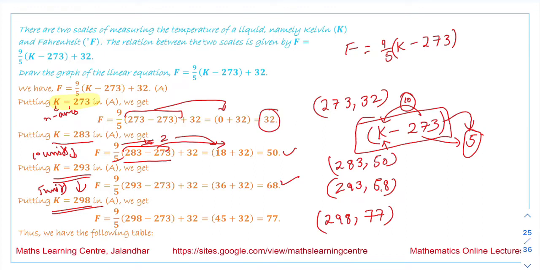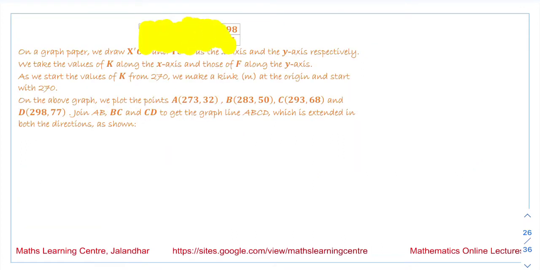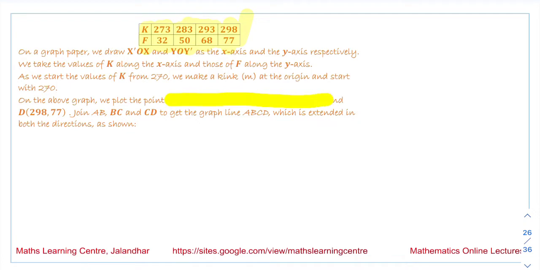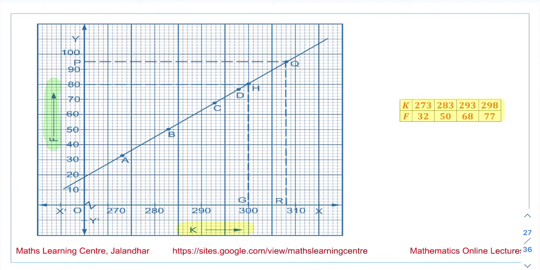We have obtained these values, and we have shown these values in tabular form over here. These are the points that we need to plot. We have shown the graph over here, where this is the Kelvin scale on the x-axis. We have taken the Fahrenheit scale on the y-axis, and we have plotted all these points: 273 and 32, 283 and 50, 293 and 68, and 298 and 77. These are the points that are required.